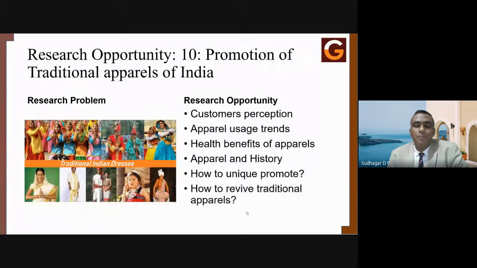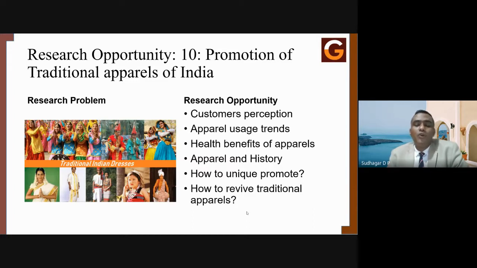Due to globalization, due to westernization, our desire to go for apparels which come from foreign countries has recently increased. So is it possible for us to revive the traditional dress which originated in India, which were very much used in India? Those days people used traditional dress, not just as a style or a design, but these traditional dresses had a lot of health benefits for us.